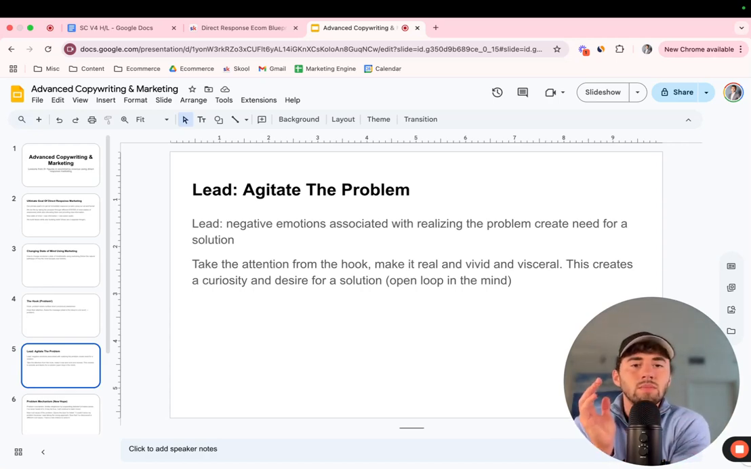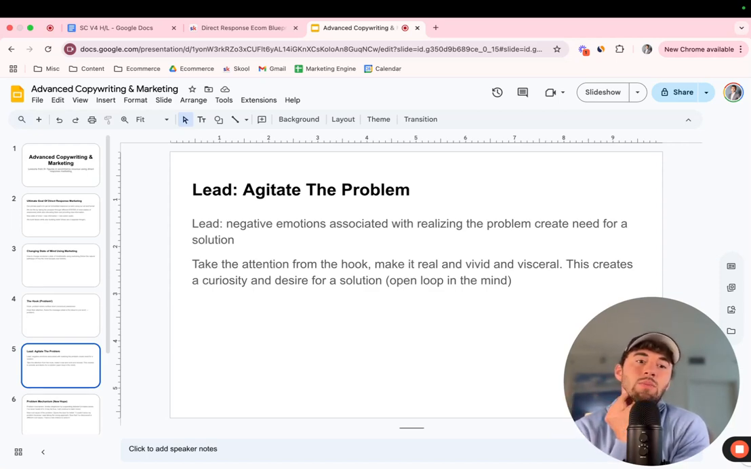So some keys here is that you want to make it real and vivid and simple. You want to make it very simple. So, back pain, what does that actually mean? What is it preventing you from doing in your life? What are the common solutions that are prescribed for it? What are the doctors saying? What is the internet saying?